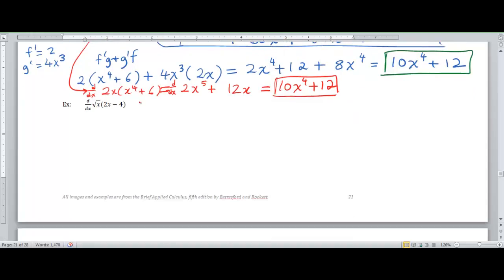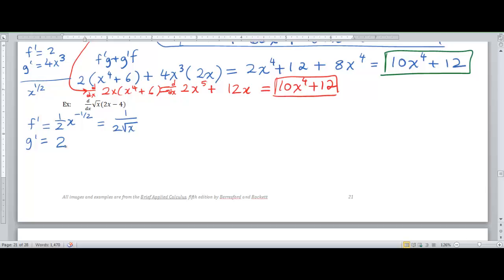Okay, let's look at this one. Root x, so let's use the f prime and g prime. Okay, so root x is like x to the 1/2. And so the derivative of that is 1/2 x to the minus 1/2, which is 1 over 2 root x. Okay. Now we need to do g prime. G prime is the derivative of 2x minus 4, which is 2.